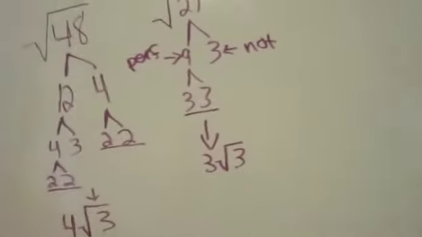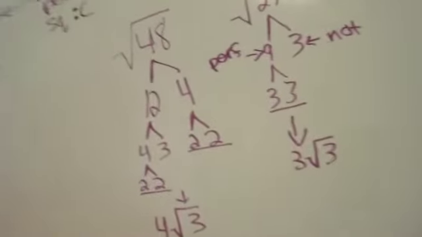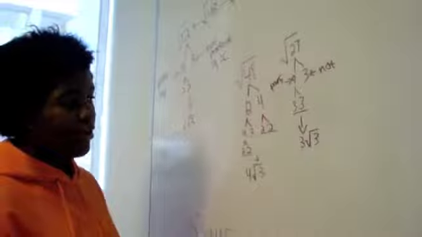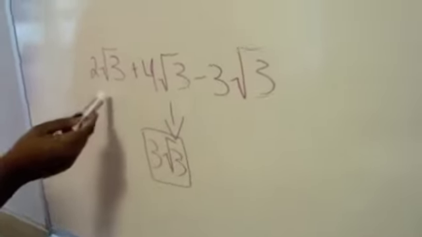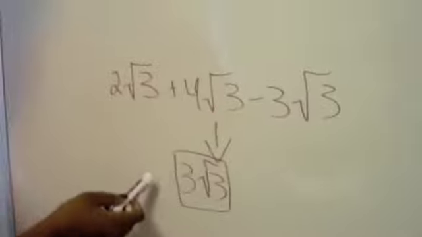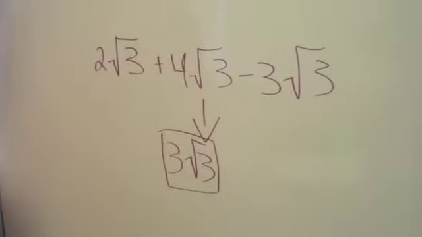Lastly, you have 27, which can be factored down into 9 and 3. 9 is a perfect square, so it becomes 3. And then you're left with another 3 that isn't perfect, so it's the radicand. The last bit is the easiest, where you just add and subtract as you usually would. So you're left with 3 times the square root of 3 as your answer.